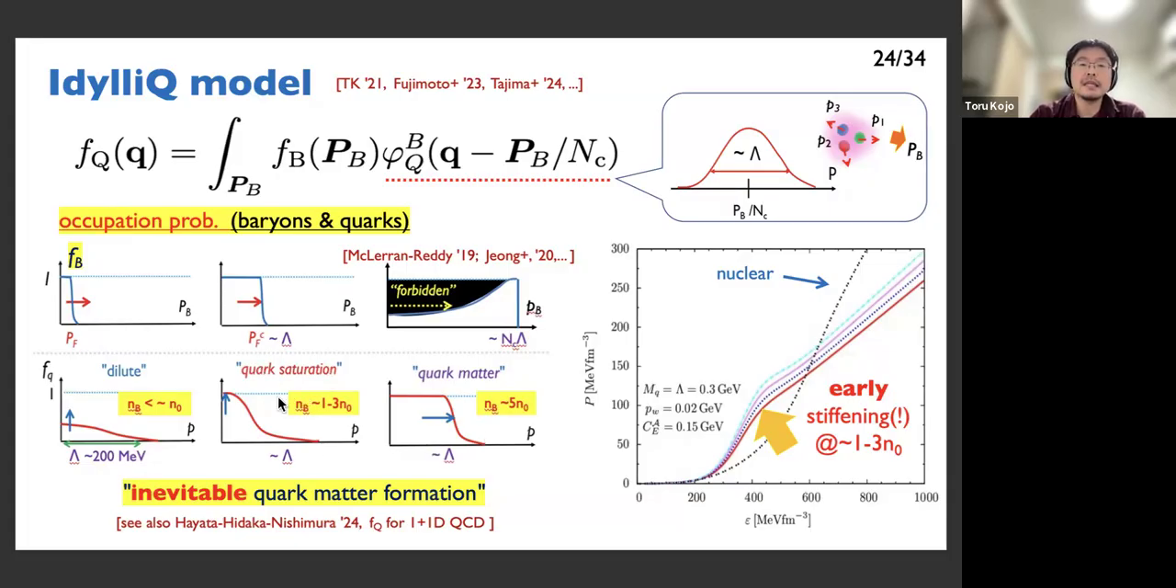And then the natural question is, when does quark saturation happen? If we choose the size of the baryon to be of order 1 fermi, 0.5 to 1 fermi, then quark saturation is estimated to occur somewhere around 2 to 3 times nuclear saturation density. That's what we wanted. So there is an early stiffening before many-body nuclear forces set in.